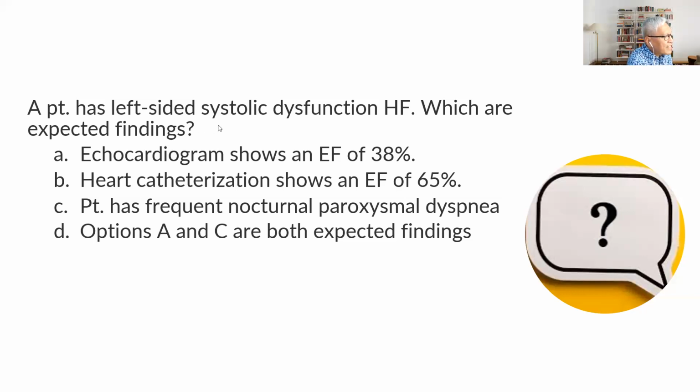So let's take a look at the question. A patient has left-sided systolic dysfunction heart failure. Which are expected findings? Echocardiogram shows an EF of 38%. That would be true, right? And this one, if it is 65%, that's going to be normal. So that's not going to be true. Patient has frequent nocturnal paroxysmal dyspnea. This is also correct. So the correct answer here is letter D. Options A and C are both expected findings.